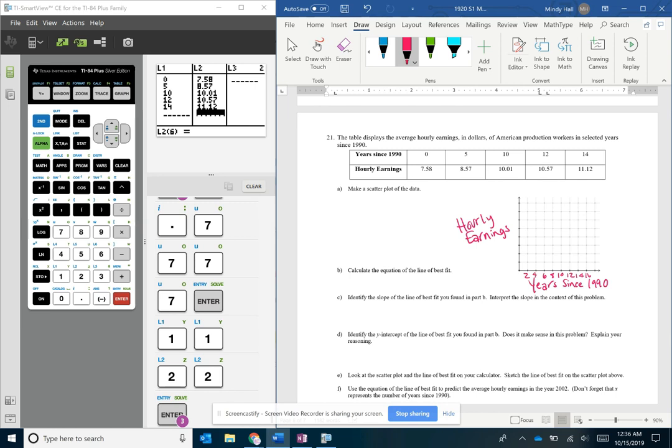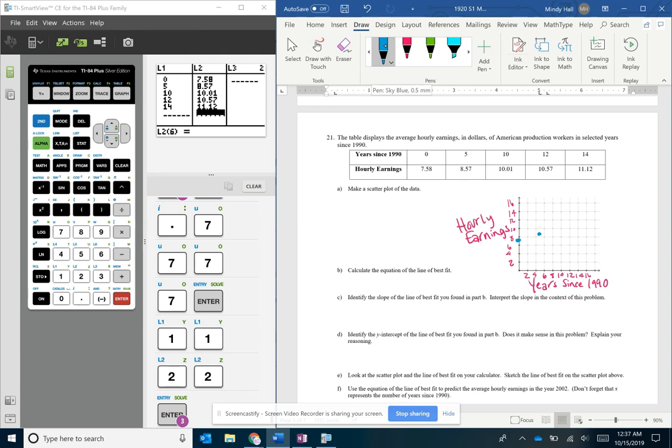So that is, let's see, I can count by 2s again. So 2, 4, 6, 8, 10, 12, 14, 16. So when we plot these points at 0, we're at 7.58. So we're about here. Then at 5, we are at 8.57. So you're kind of estimating, but getting a rough picture of what it looks like.